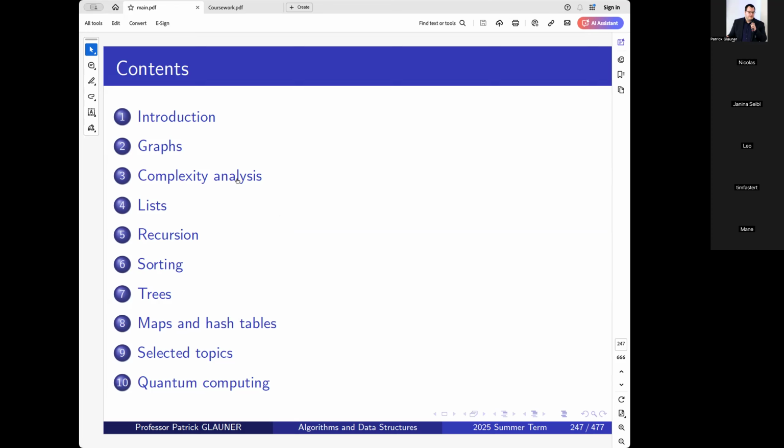We want to build efficient algorithms and data structures, so we needed complexity analysis. Then we looked at lists as very constrained graphs, and we saw some algorithms on them and their complexity. And then we looked into recursion, which helps us to break big problems into smaller problems and combine all of this eventually by using divide and conquer. And today we will look at sorting, which helps us to bring order into our data.